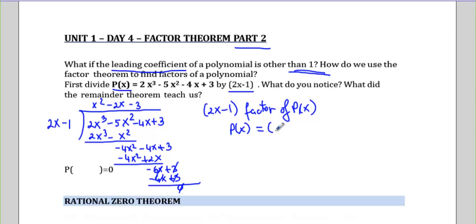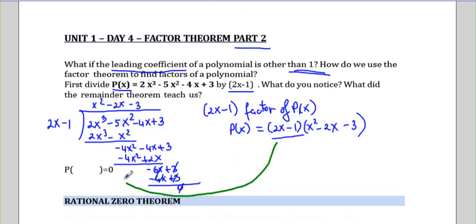Polynomial p of x can be written as a multiplication of two factors, 2x minus 1 and the newfound quotient based on the long division exercise, which was x squared minus 2x minus 3. So 2x minus 1 is our original factor, x squared minus 2x minus 3 is our quotient. What does it mean to have a factor of 2x minus 1? Well, if we look at that particular bracket, it means that if we plug in 1 over 2 in the polynomial, we get a value of 0.